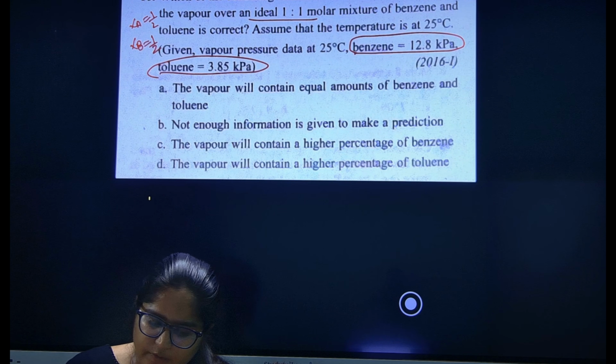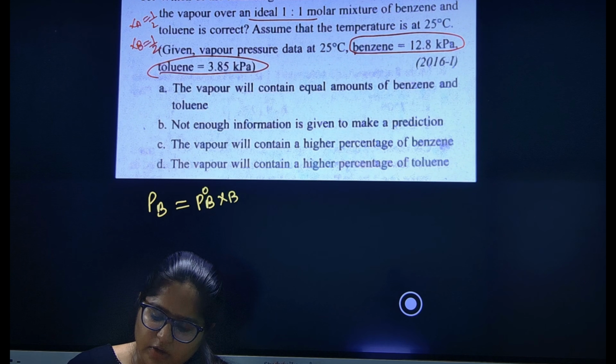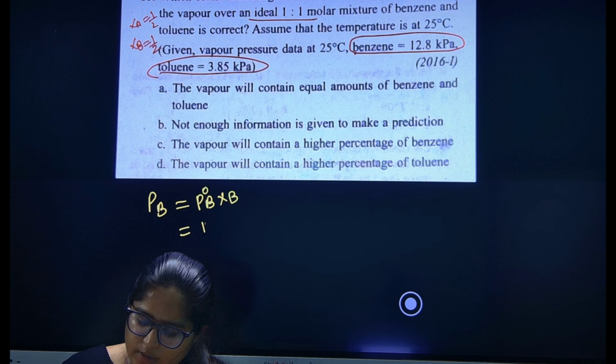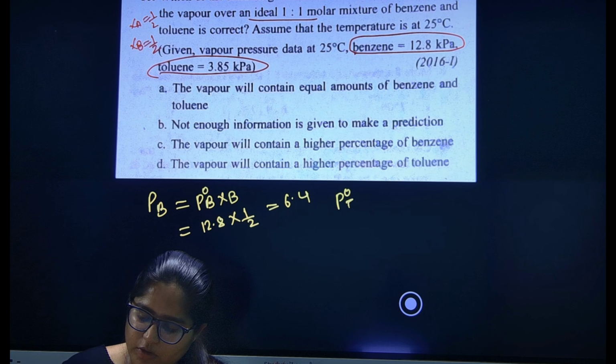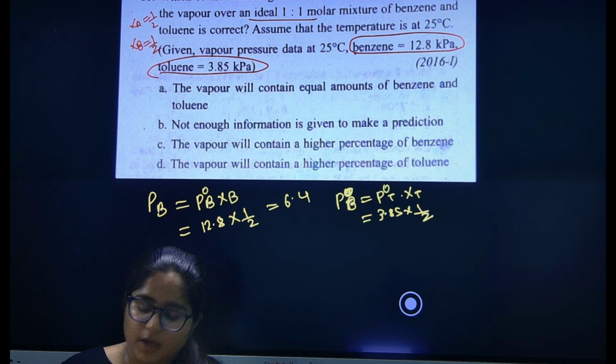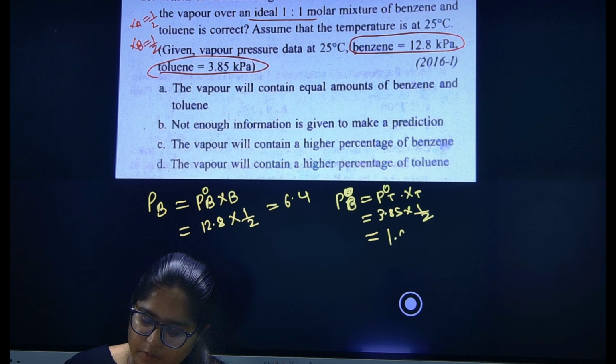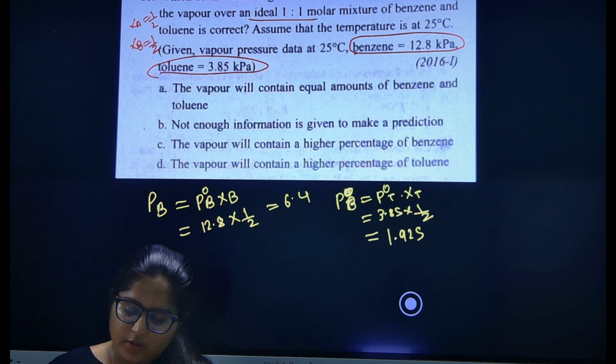Let's say I'm finding the pressure of benzene. How to find it? P naught of benzene into XB of benzene. P naught of benzene is 12.8 into mole fraction of benzene 1 by 2, it will come around 6.4. Now the pressure of toluene: P of toluene will be equal to P naught of toluene into mole fraction of toluene. P naught of toluene is 3.85 into 1 by 2. Here how much are we getting? 1.925.